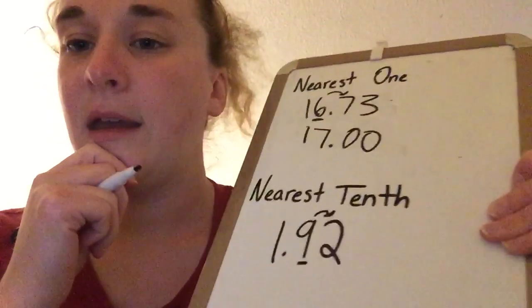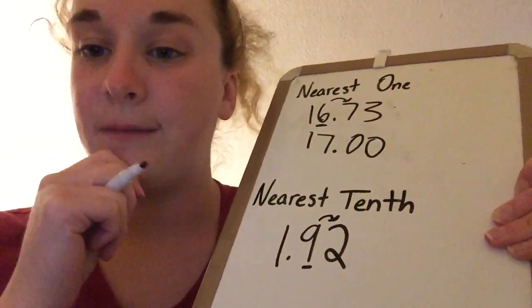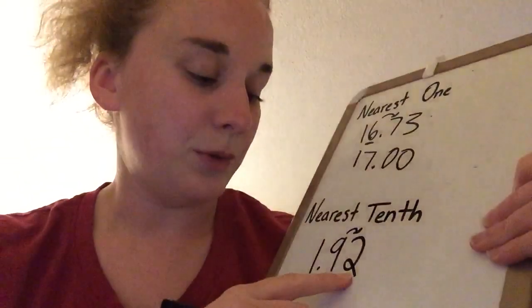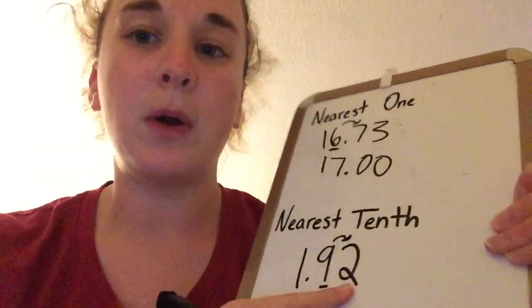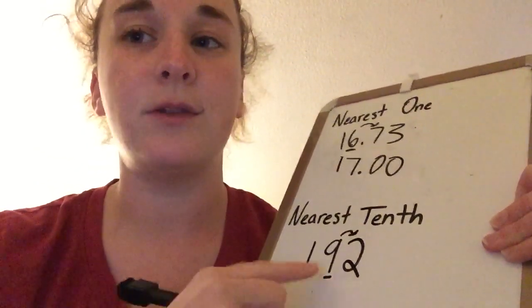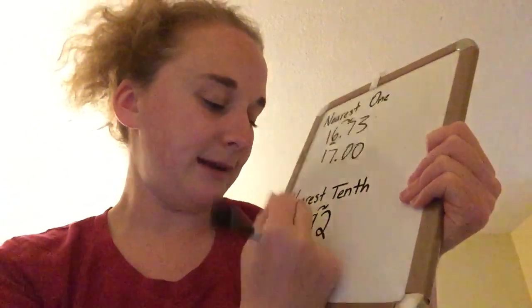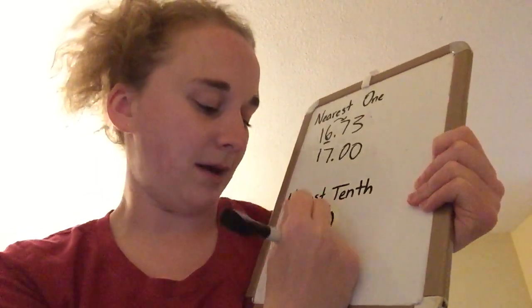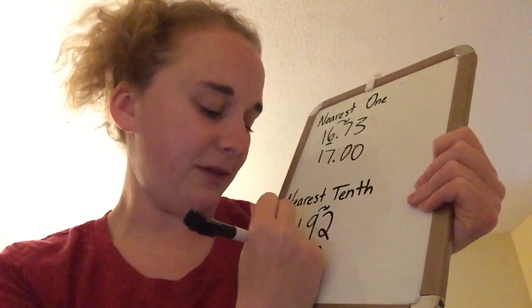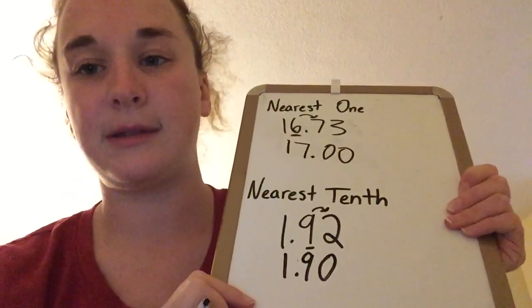I'm going to think, 5 or more, let it soar. 4 or less, let it rest. Is a 2 5 or more or 4 or less? The 2 is 4 or less. So the 9 rests, meaning it stays the same. So I'm going to bring down the 9. Any number after that to the right becomes a 0. And any number to the left stays a 1. So you have 1 and 90/100ths.